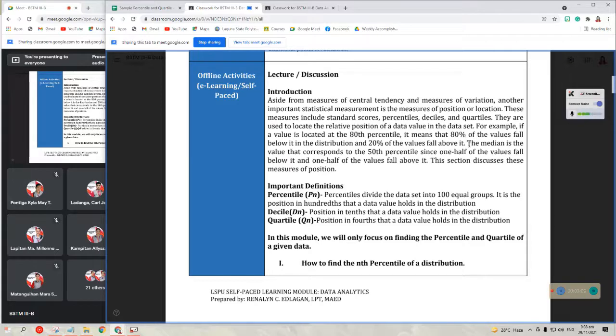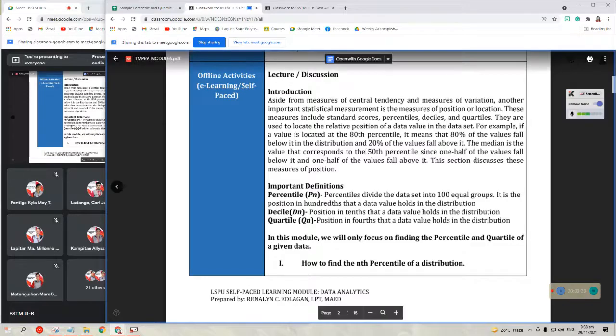Meron tayo dito nakalagay, the median is the value that corresponds to the 50th percentile. So, ito yung sasagot sa isa yung learning guide question. Yung learning guide question number 2, relationship ng median sa percentile. Ang median po ay 50th percentile, since 1/2 of the values fall below it and 1/2 of the values fall above it.